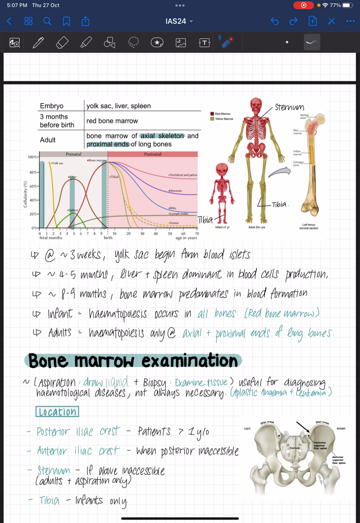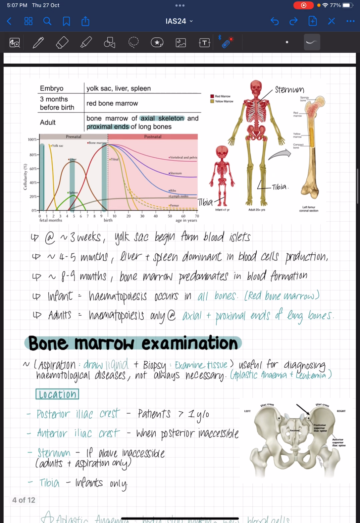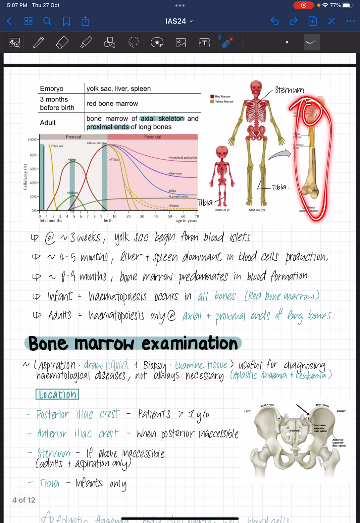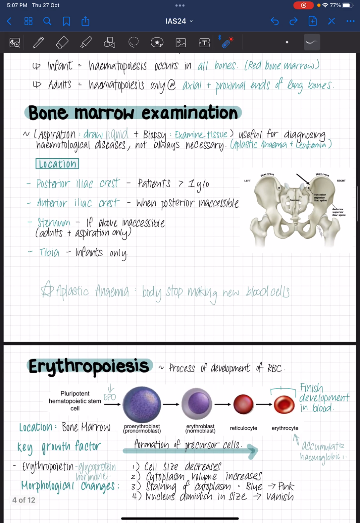However, in adults, haematopoiesis only occurs in the axial skeleton and the proximal ends of long bones, such as the femur. Then bone marrow examination is done by taking an aspiration and then examining the tissue to diagnose some hematological diseases, such as aplastic anemia, which is when your body stops making new blood cells, and leukemia.